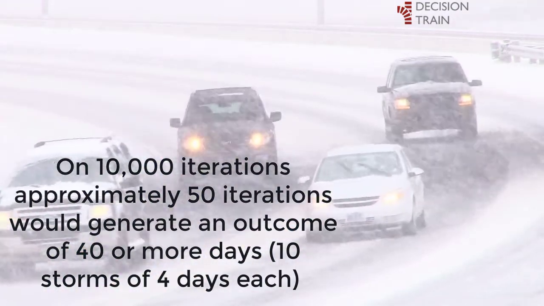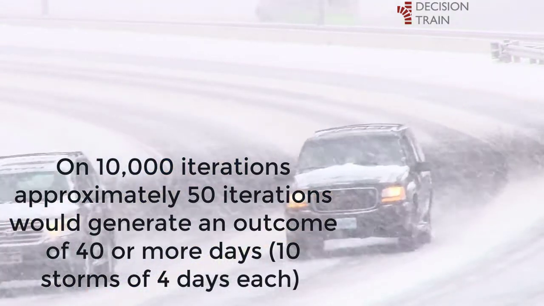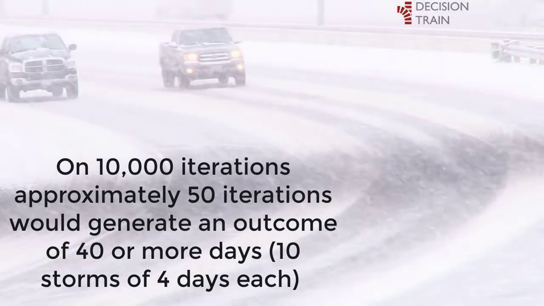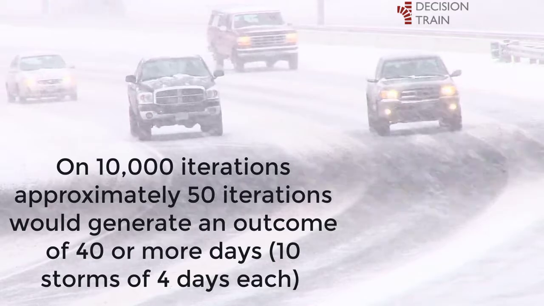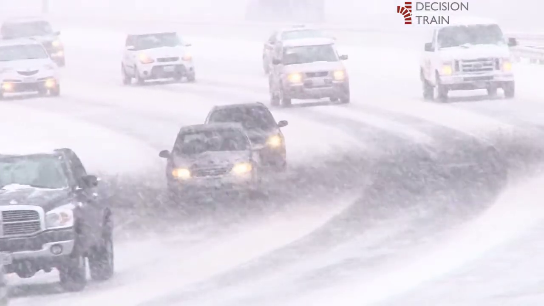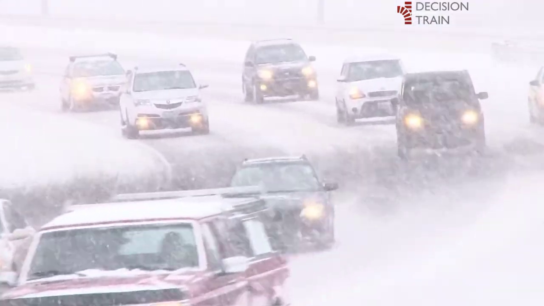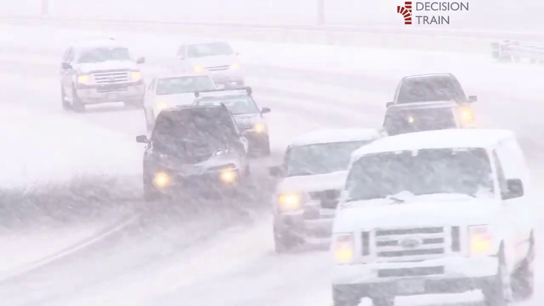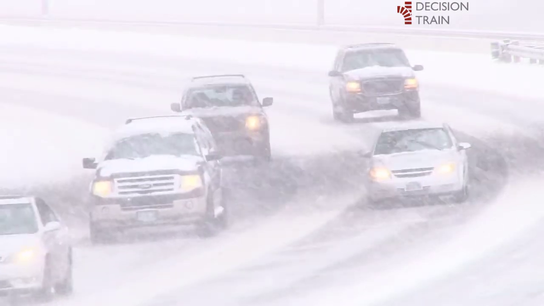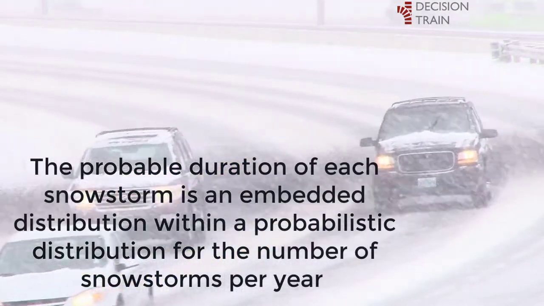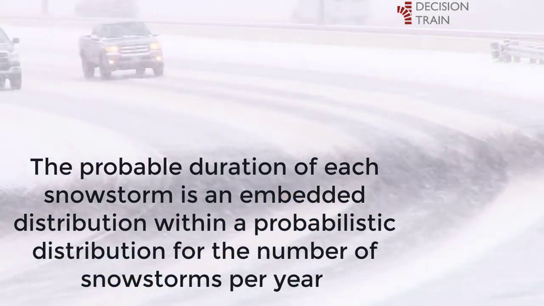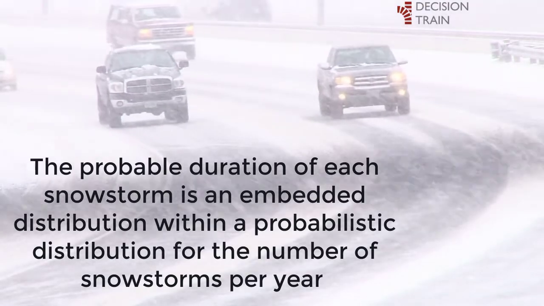This is highly unlikely. It intuitively makes sense to think that on such an extreme iteration of 10 snowstorms, not necessarily all of them will have an extreme duration of 4 days. Some will have less than the most likely scenario of 1.5 days, some more than that. However, since each one of the 10 snowstorms has several days of duration embedded within it, we could say that this is a case in which the probable duration of each snowstorm is an embedded distribution within another probabilistic distribution for the number of snowstorms per year.